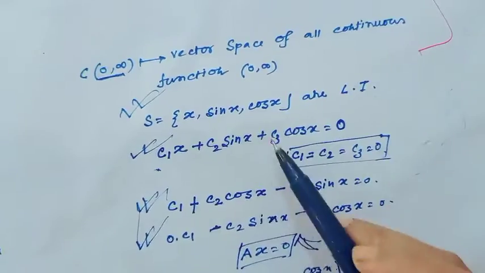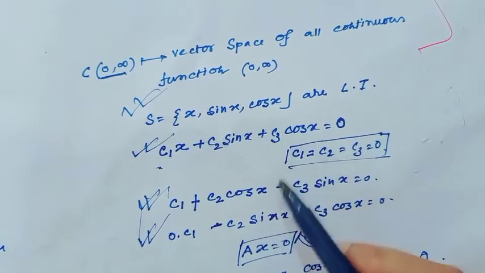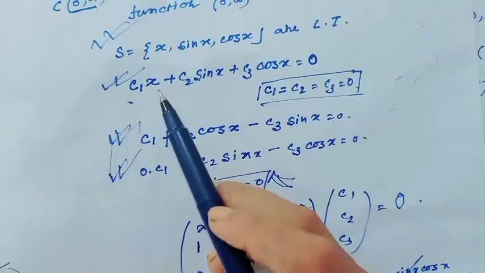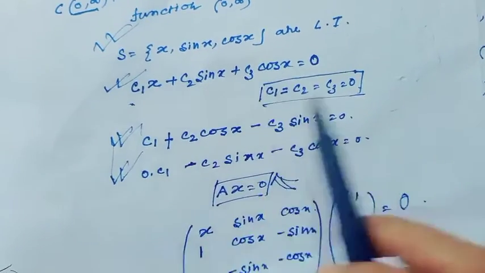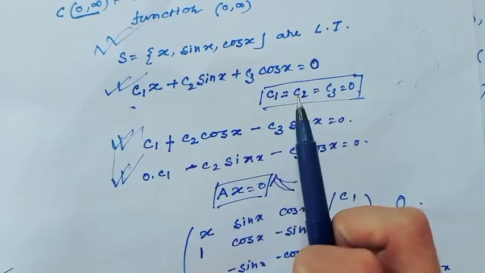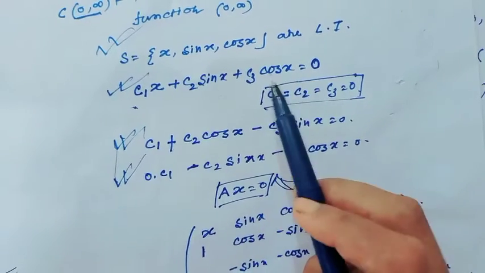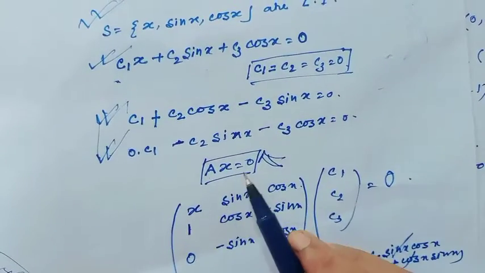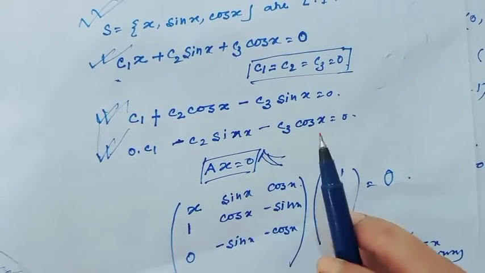Okay. Here I have differentiated this equation to find this matrix, because by this equation alone we cannot tell whether the scalars are 0 or not. So I differentiated, and then created one nice matrix, one homogeneous equation.